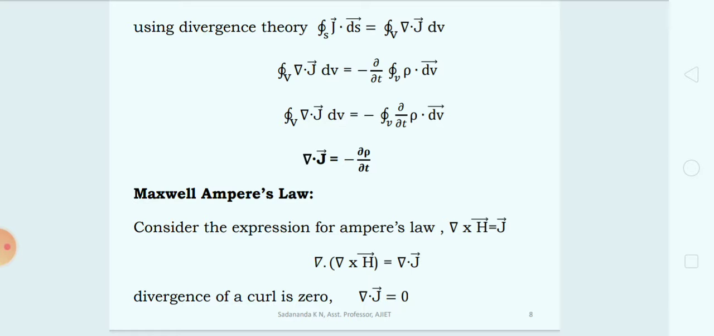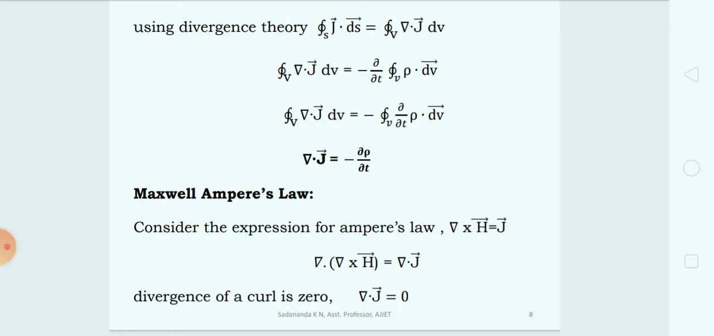In that, we have substituted the surface integral of j ds as the volume integral of divergence of vector j dv. Alright. Now the volume integral of the divergence of vector j dv is equal to minus the volume integral of dou by dou t of rho dv. So now both terms are in terms of volume integrals. Therefore I can write divergence of vector j is equal to minus dou by dou t of rho. So this equation is the continuity equation.